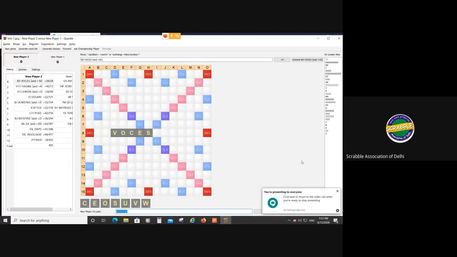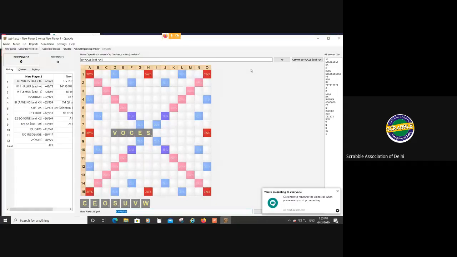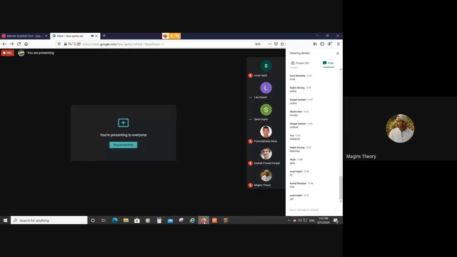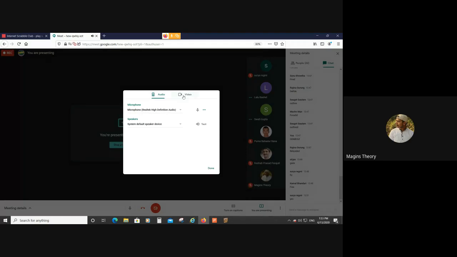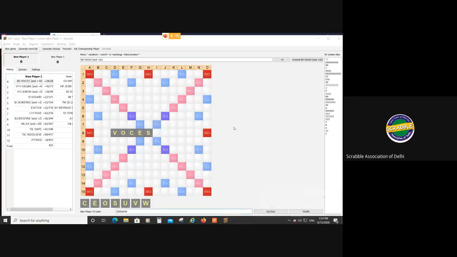Okay, you can see the screen. Can you see the screen with the Scrabble board? It's not clear. Okay, let me check. Now it's clearer. I think it will clear up in a while. So essentially, this software is called Quackle.